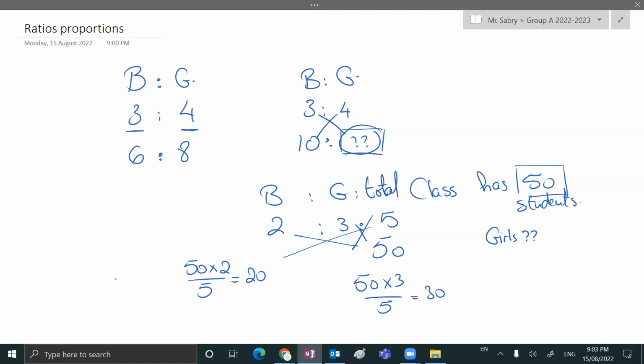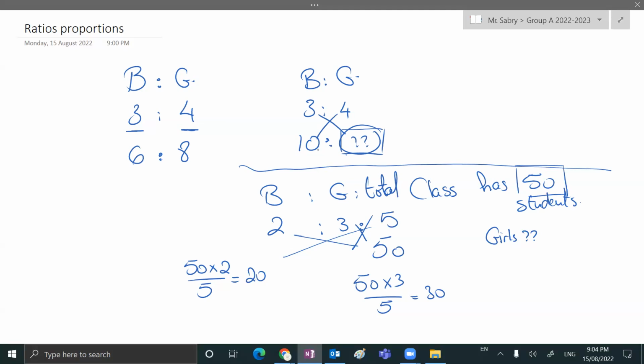Like the boys and girls 3 to 4 and 10, and we don't know what the other number is. But they gave us the total is 50, right? Yeah. Now this is another question. You're given that the total of the class is 50 students. So what should you do?